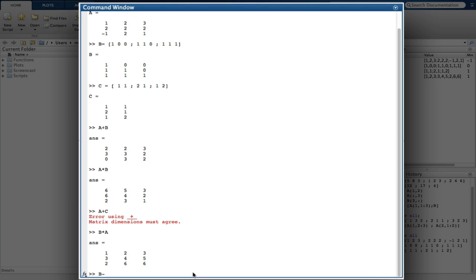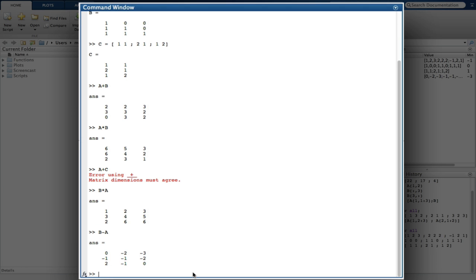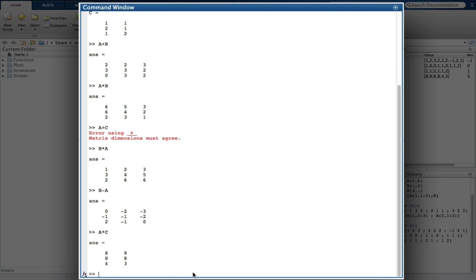Next, we have B minus A. Again, this is possible because they have the same dimensions. Each element is being subtracted by its corresponding element in the other matrix. The matrix multiplication of A times C is compatible because the number of columns in A equals the number of rows in C.